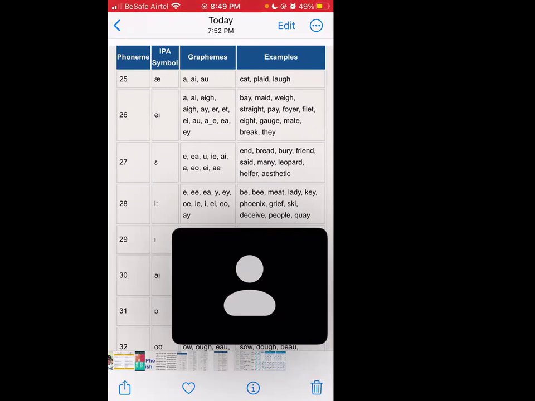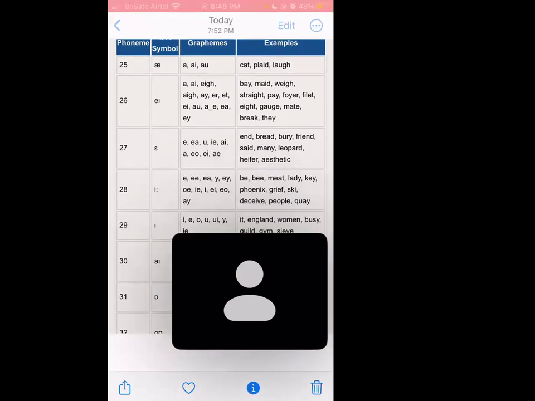27 is e sound, another monophthong, just a single sound. You have end, bread, berry, friend, said, many, leopard, heifer, aesthetic.